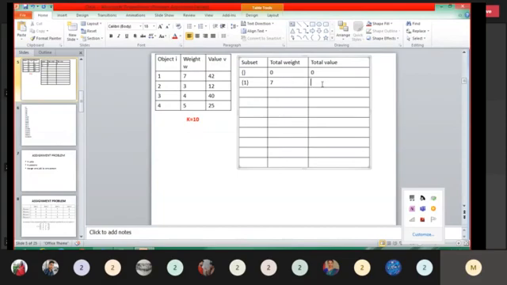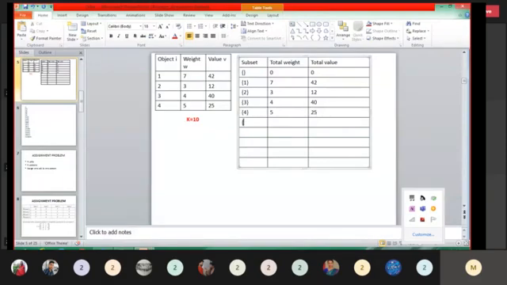Next subset is 2. What is the weight of 2? 3, and value 12. Next subset is 3. What is the weight and value? 4 and 40. Next subset is 4. What is the weight and value of 4? 5 and 25. Next, what is the next subset?